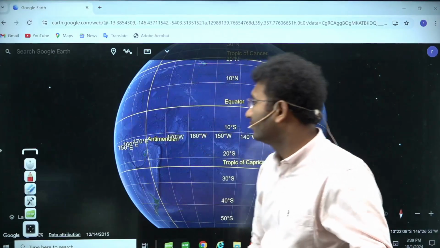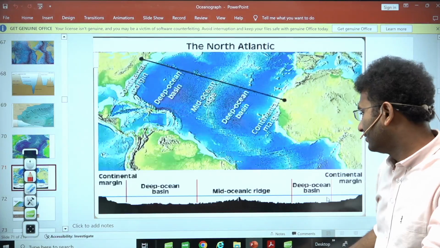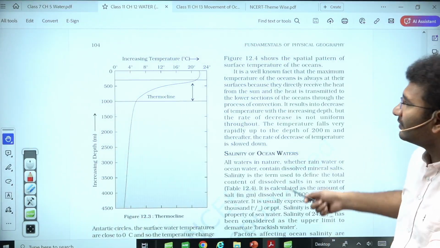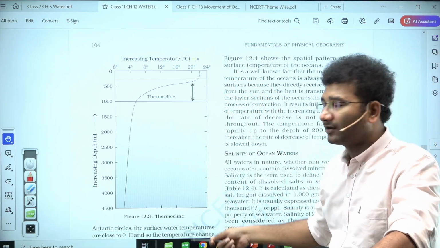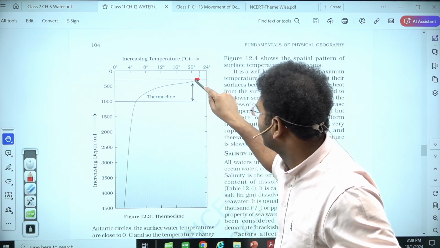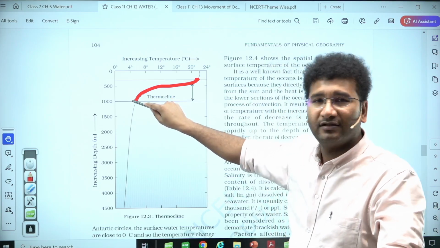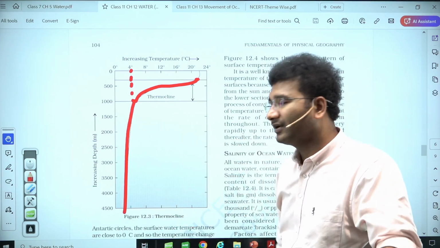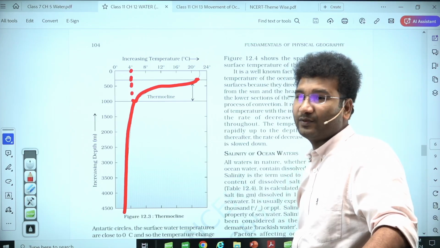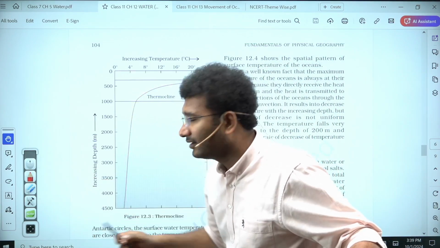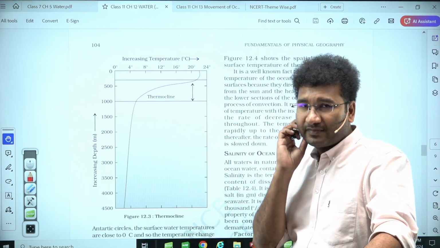Let's come to understand in a little more detail. This is what is written in your NCERT also. The same thing, this is your thermocline region. From 20 to almost, the temperature drops to 4 degrees Celsius. From here, the temperature is 1, 2, 3, 4. So this region is called the thermocline region, right? The temperature drops drastically.